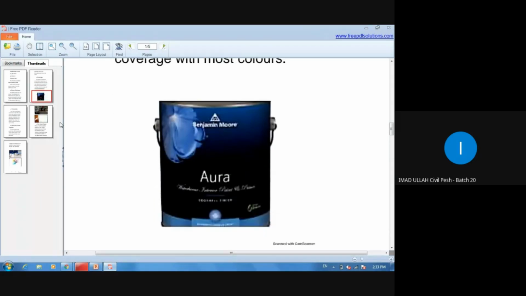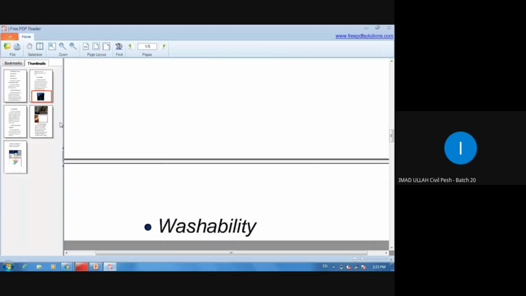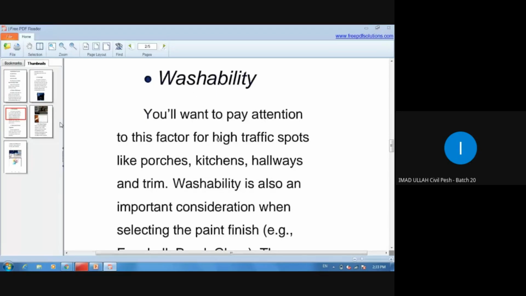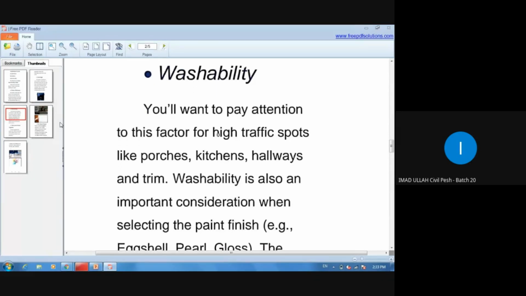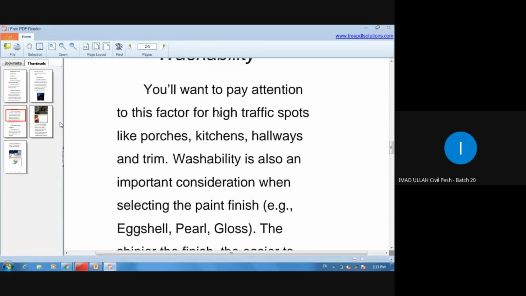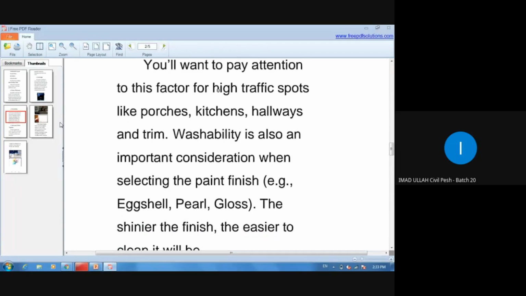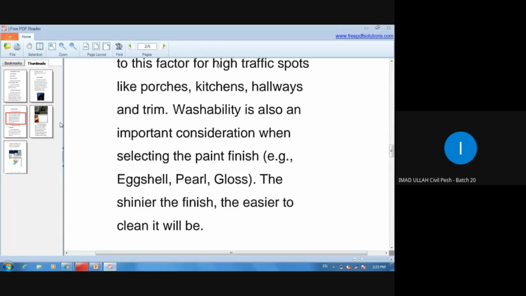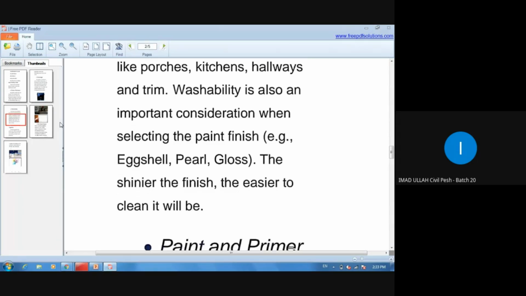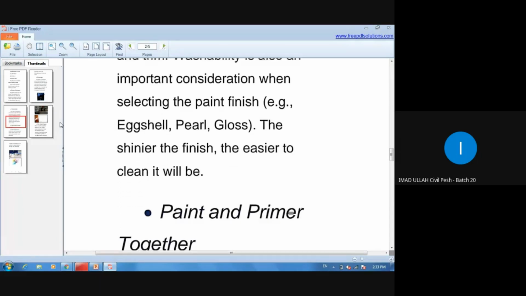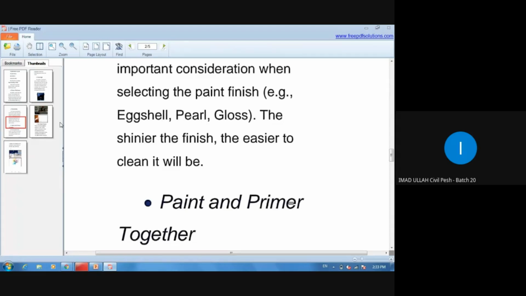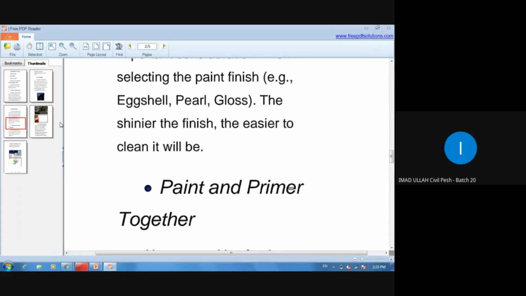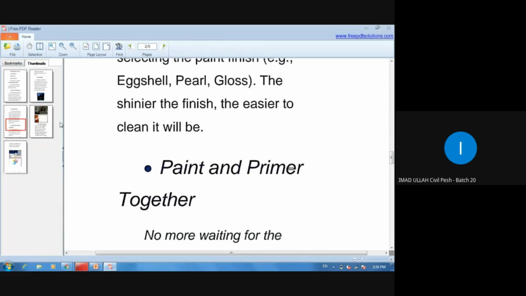After the coverage of the paint, we will discuss the washability of the paint. Washability of the paint means how the paint can be removed from surfaces like skin, fabrics, and walls. You will want to pay attention to this factor for high traffic spots and patches, kitchens, hallways, and trims. Washability is also an important consideration when selecting a finish, like eggshell, semi-gloss, gloss. The shinier the finish, the easier it will be to clean.